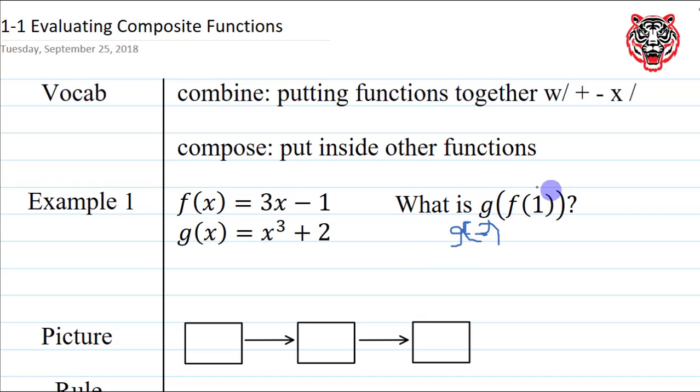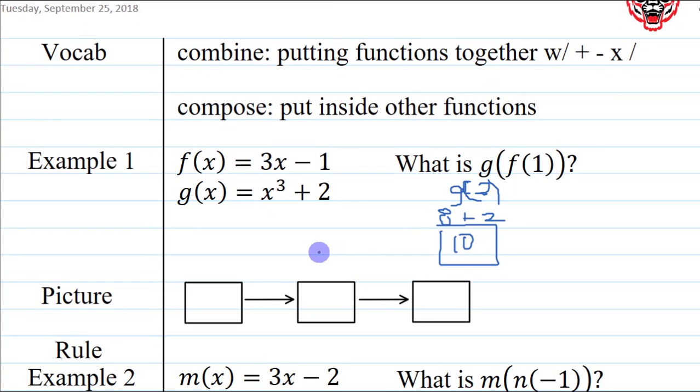And now that we've solved f of 1, we're plugging 2 in for g. So I'm going to come over here to g. 2 gets substituted in for x. It's now 2 cubed plus 2. So 2 cubed is 8, so I'm going to write 8 plus 2. And the final answer is 10. Box your final answer. So that means g of f of 1 is 10.